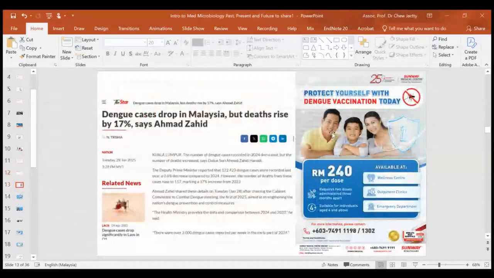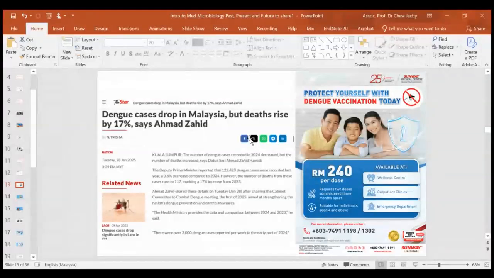So here in Malaysia, what is the scenario? In the past few years, whenever I look up dengue cases, 2021, 22, 23, 24, every year around the same time, April, there was always an increase in the dengue cases. But this year, it was a little bit different. There was a drop in dengue cases in Malaysia. This is on the 28th of January; I couldn't find any newer news on the dengue cases. On the 28th of January, it was said that even though the dengue cases dropped, the death rate caused by dengue actually increased.